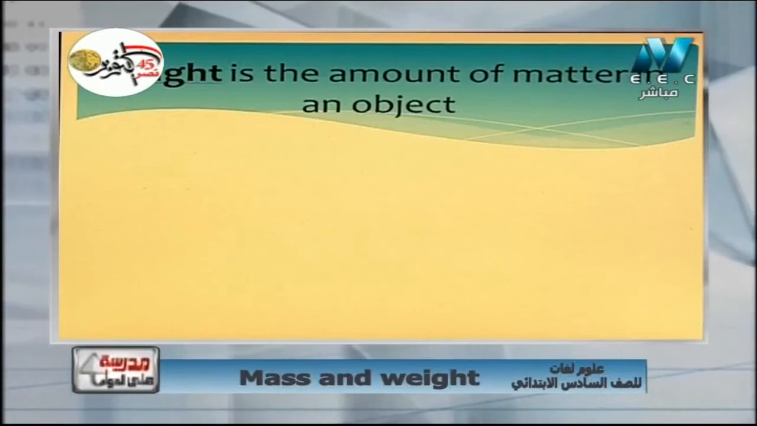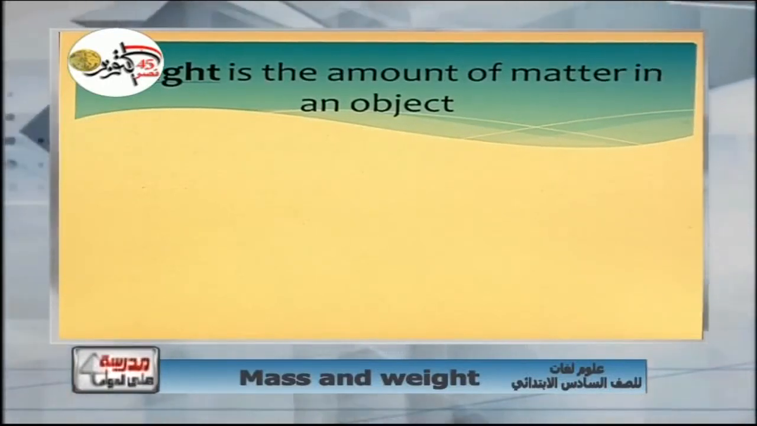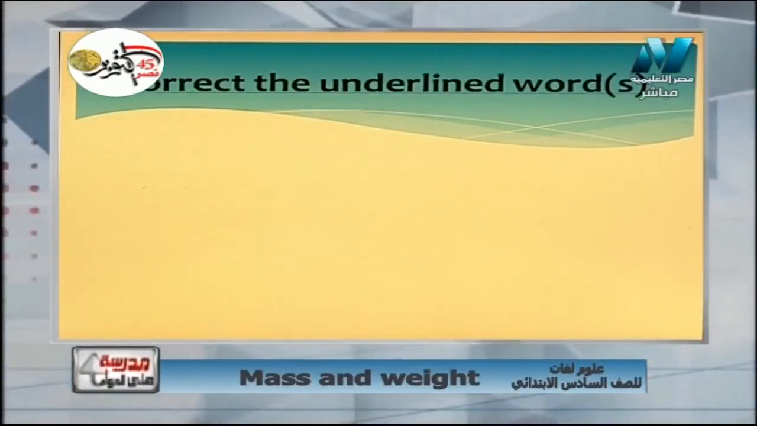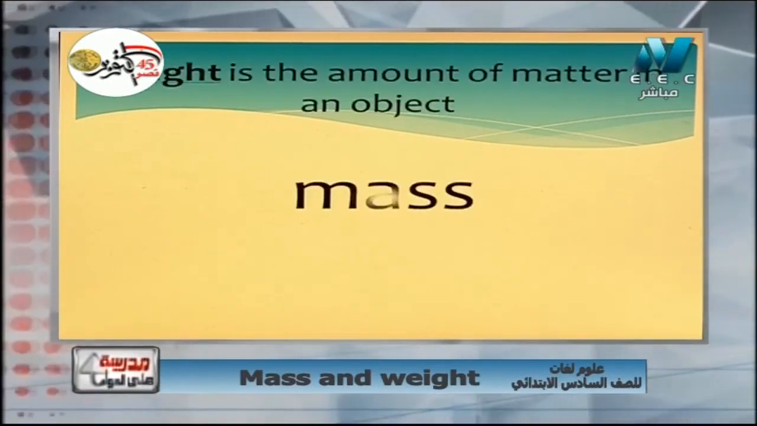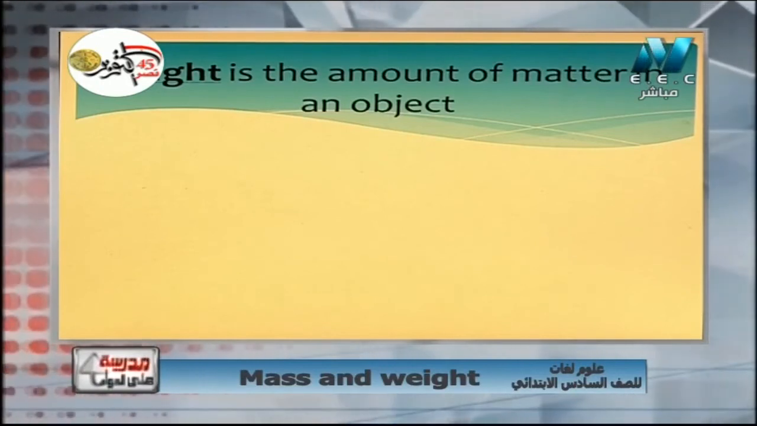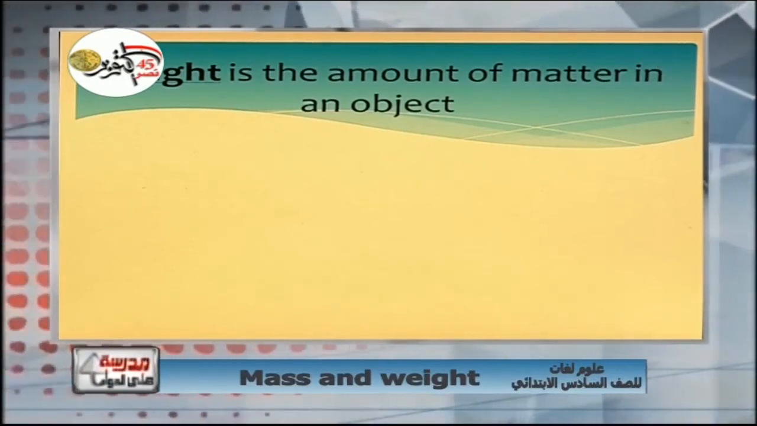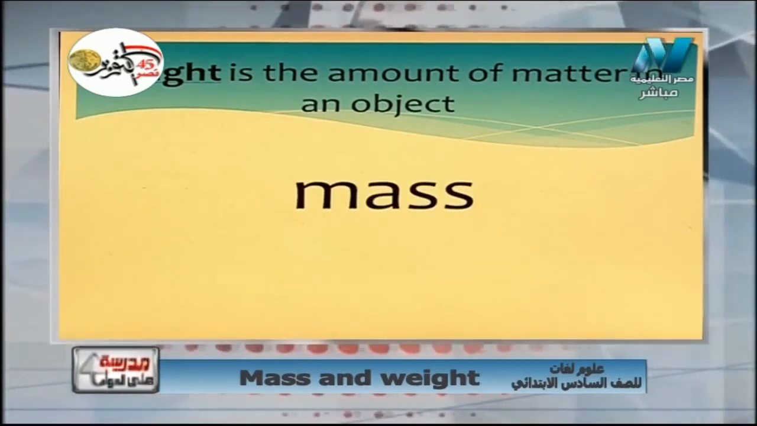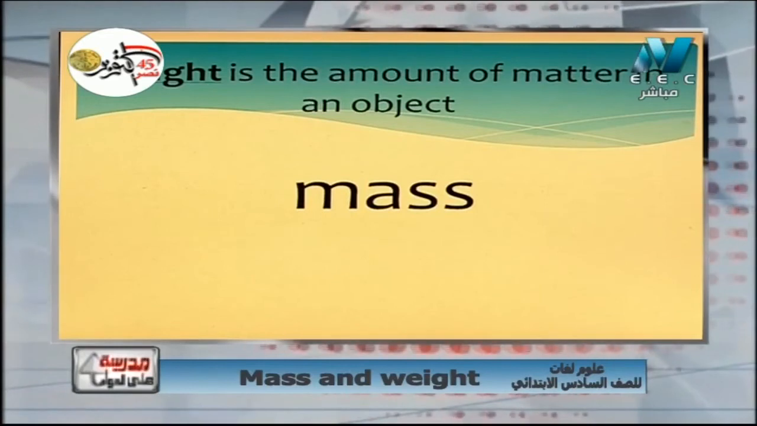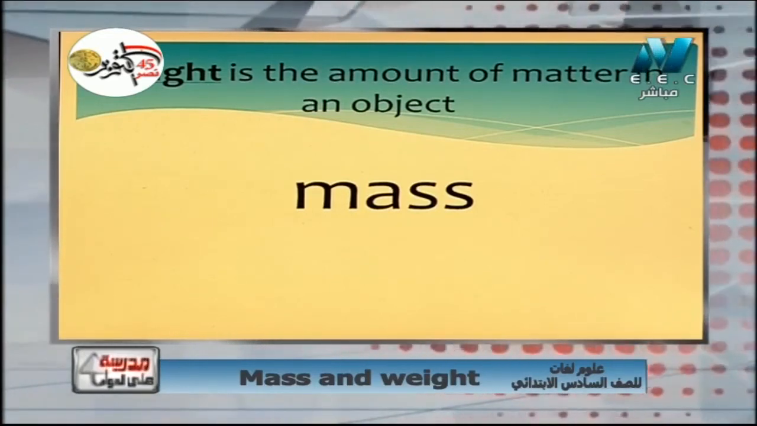So now we will practice the correct the underlined word questions. So now let us read the first question. It says weight is the amount of matter in an object. سؤال كان بيقول لي correct the underlined word، وكان أول أو number one فيه بيقول لي weight is the amount of matter in an object. طبعا عارفين كويس قوي the definition of mass, so I can say it will be mass not weight. عشان نصحح السؤال weight is the amount of matter in an object, it will be mass.